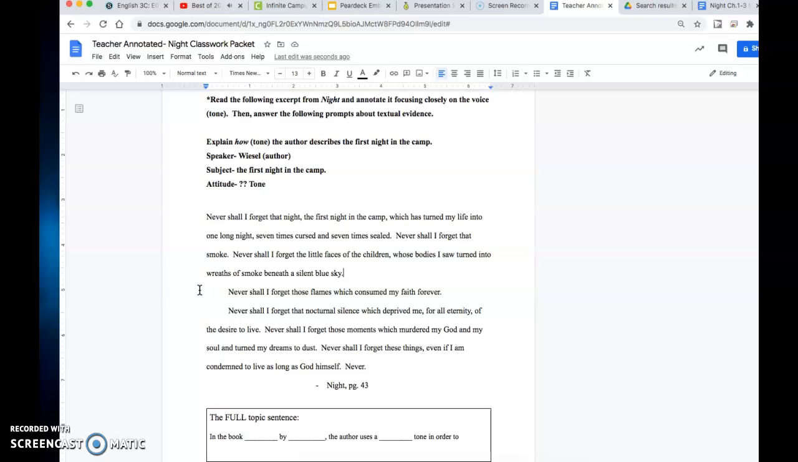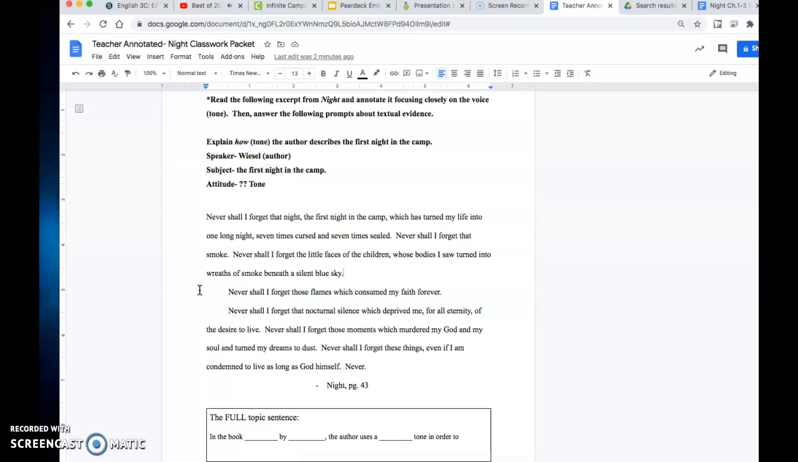Never shall I forget that first night, the first night in the camp which has turned my life into one long night, seven times cursed and seven times sealed. Never shall I forget that smoke. Never shall I forget the little faces of the children, whose bodies I saw turned into wreaths of smoke beneath the silent blue sky. Never shall I forget those flames which consumed my faith forever.